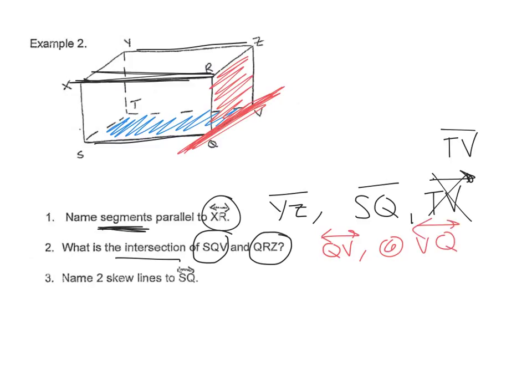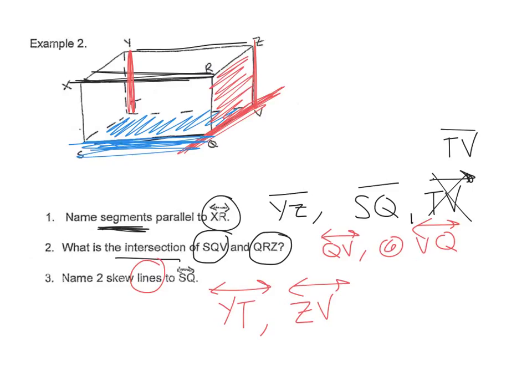Name 2 lines that are skew to SQ. So SQ is right here. Something that is skew is non-coplanar and doesn't intersect. So YT, and it says name a line, so I need to put YT with a line over it. And ZV would work. ZV, put a line over it.